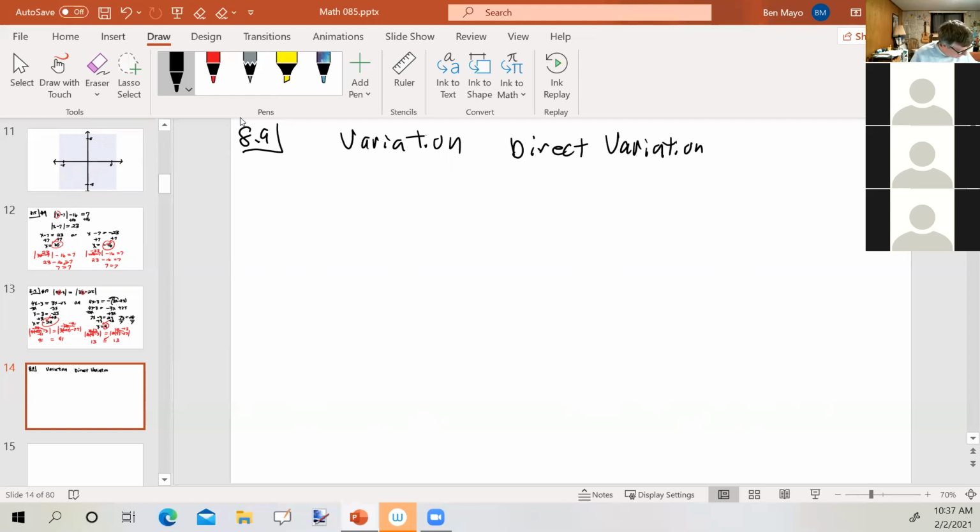Direct variation in general can be written in the form y equals kx. X and y are the variables. K is what we call the variation constant.